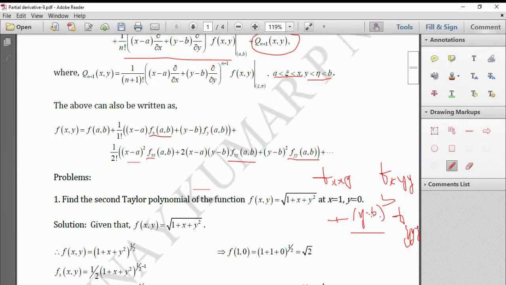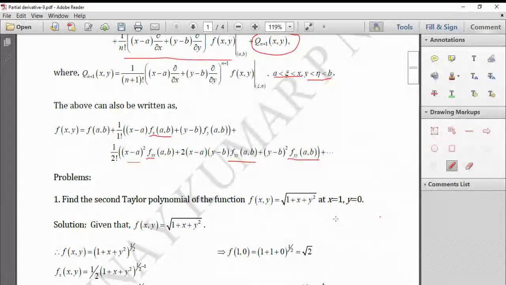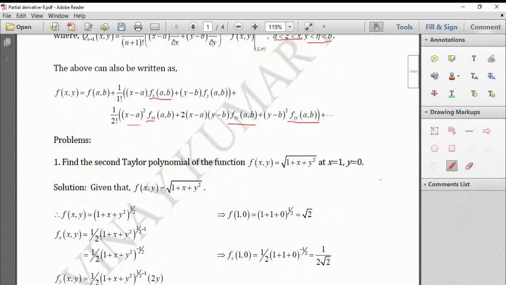So this is how you have to find the Taylor polynomial using this theorem. Let us see some problems, and we'll understand how we are going to get the Taylor polynomial expansion for the given function. The first problem is: find the second Taylor polynomial of the function f of x, y equal to this at the point x equal to 1 and y equal to 0. Sometimes they may give it like this, at (1, 0). You have to understand this is the value for x and this is the value for y.